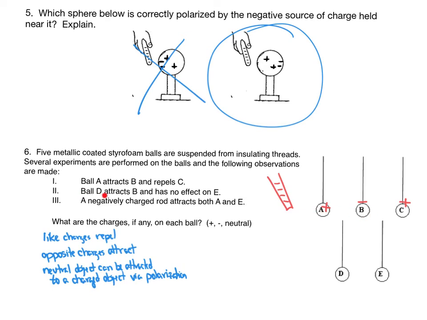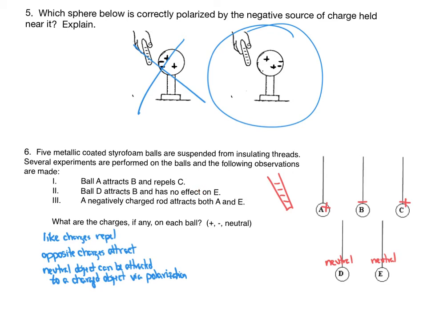Now it says ball D attracts B, but has no effect on E. Here's our key thing. D has no effect on E. That must mean D and E are both neutral. Okay? So that is a little key point there. If there's no effect, if they don't do anything, then these are both going to be neutral if they don't attract each other, right? Because if they do attract each other, then one or the other is going to be charged. So if it says ball D has no effect on E, that automatically tells us these will be neutral.